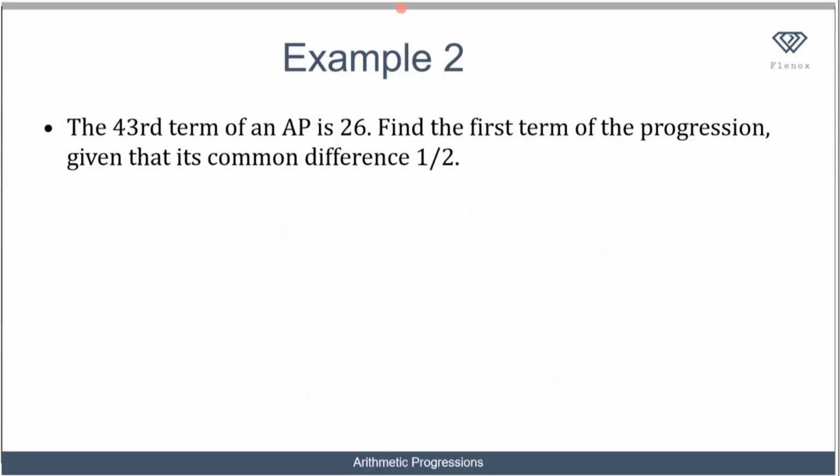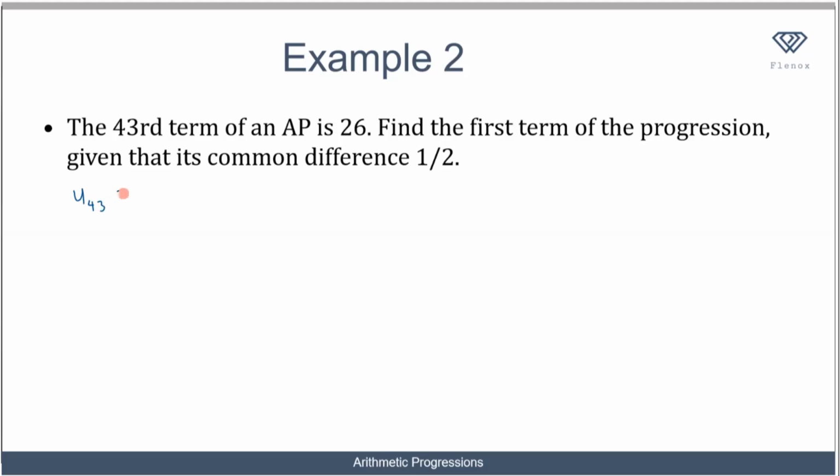303. Now let's look at another example. Here we are told that the 43rd term of an AP is 26. Now we are told to find the first term of the progression, given that its common difference is half.